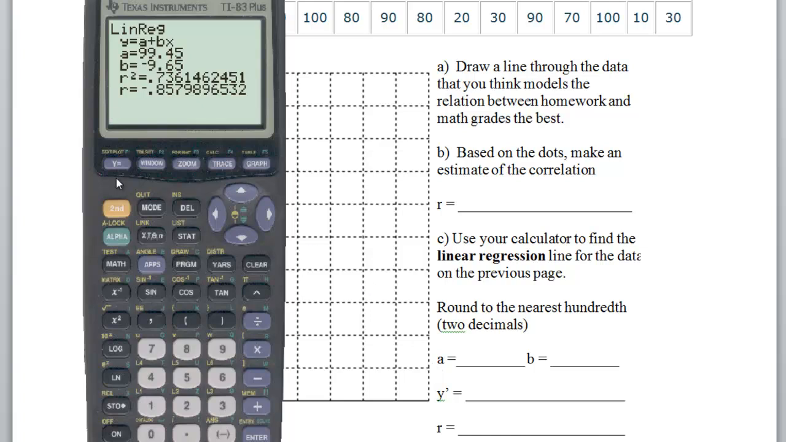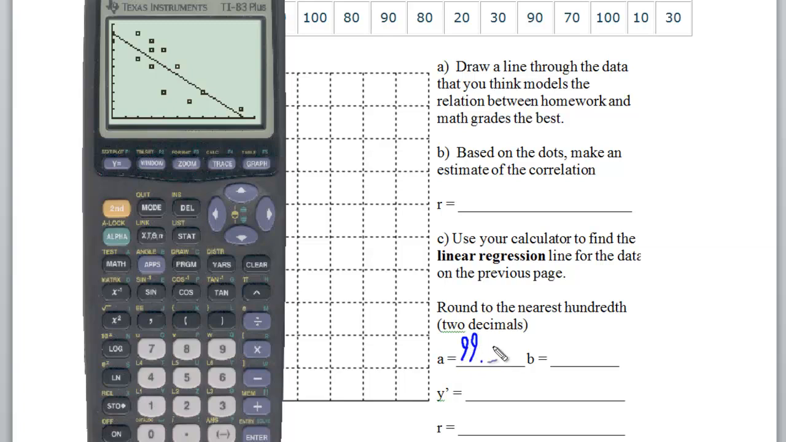So let's take a look at the y equals. I'm going to type in my formula here. My A value was 99.45, so 99.5. I'm going to subtract 9.65 x, and then here's my graph. You can see that line of best fit matches a lot of my screen there. I was a little bit better about remembering this than on the previous page. I think I wrote the wrong A value down on the previous page. This is going to be 99.5, and my B is negative 9.65.